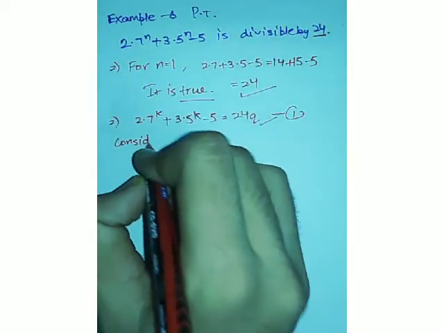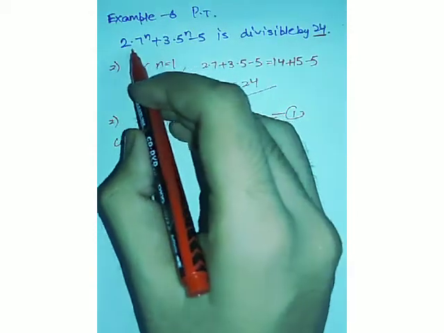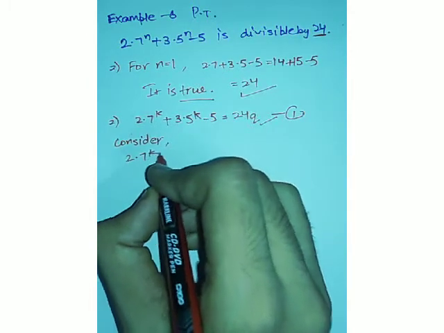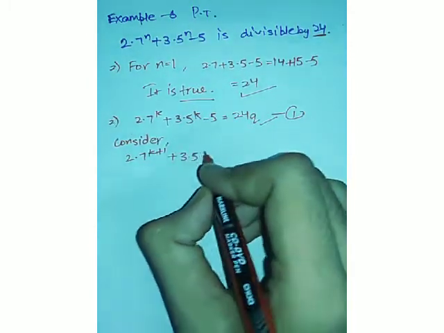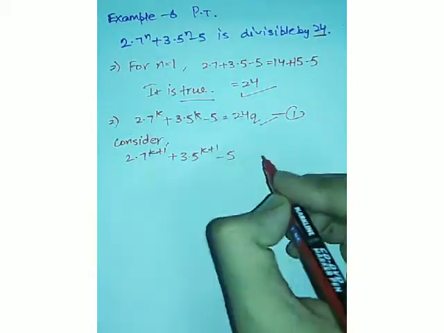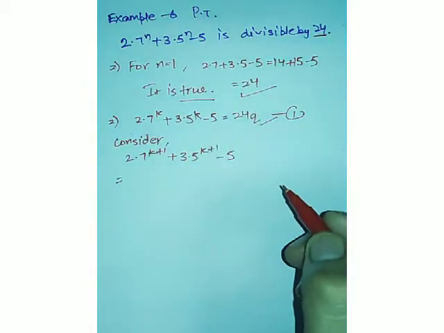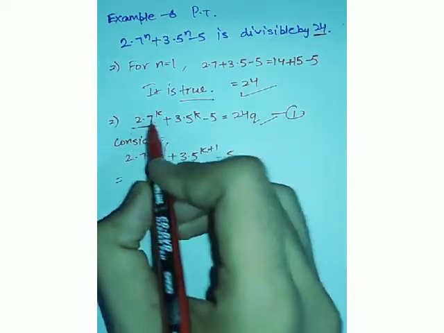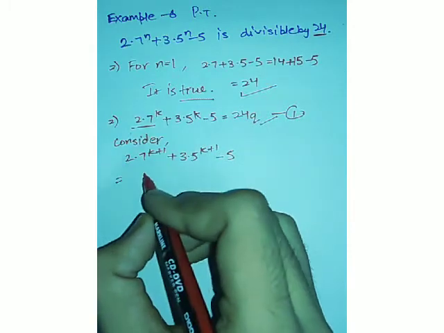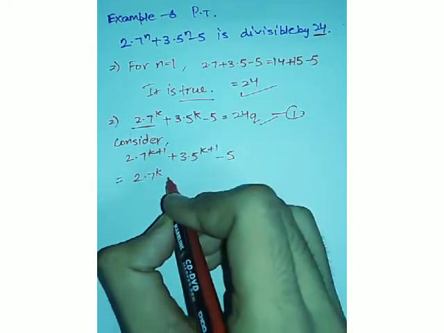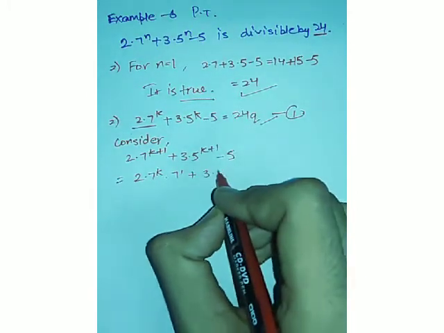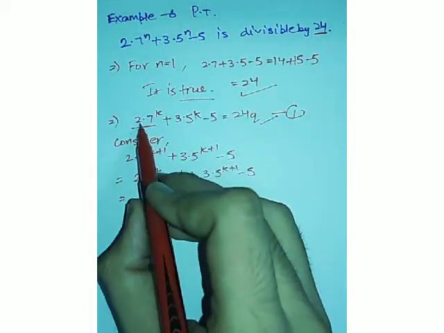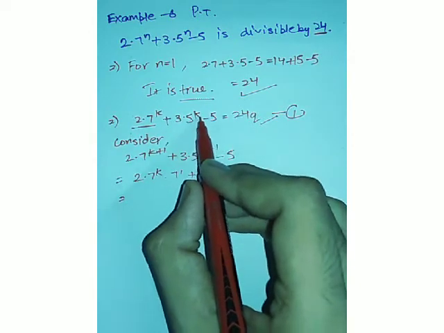Now again you have to consider a term. That term can be fetched by substituting n is equal to k plus 1 in the statement. That is why 2 multiply 7 raised to power k plus 1 plus 3 multiply 5 raised to power k plus 1 minus 5. You have to reach the first equation again, as it was in the fourth example. So when we have to reach the first equation, just see the first term, nothing else. Here it is 2 multiply 7 raised to power k, but here it's 7 raised to power k plus 1. So just split the terms. 7 raised to power k multiply 7 raised to power 1. 3 multiply 5 raised to power k plus 1 minus 5.